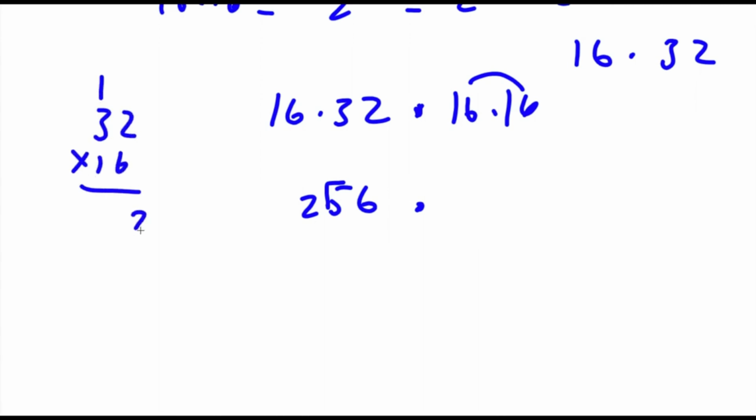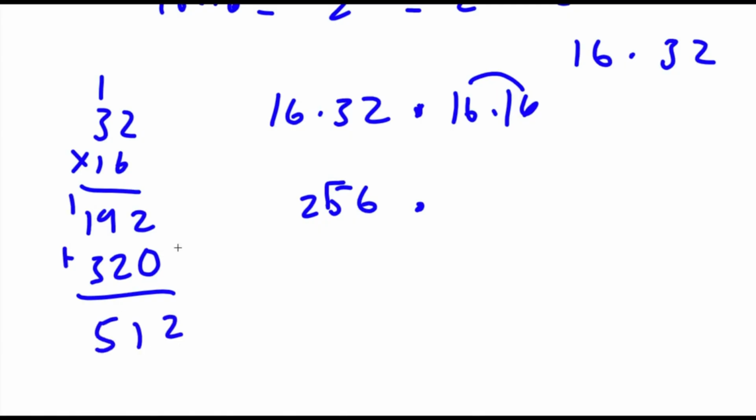2 times 6 is 12. 6 times 3 is 18. 18 plus 1 is 19. We got our 0. 1 times 2 is 2. And 1 times 3 is 3. So if I add these, 2 plus 0 is 2. 9 plus 2 is 11. 3 plus 1 plus 1 is 5. So I have 512. So I have 256 times 512.